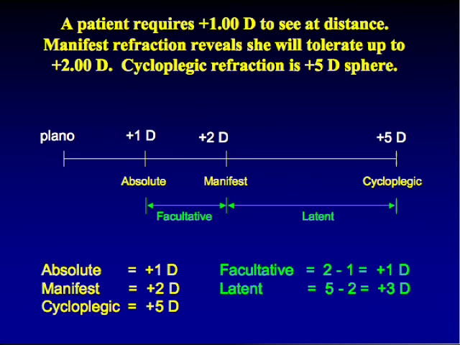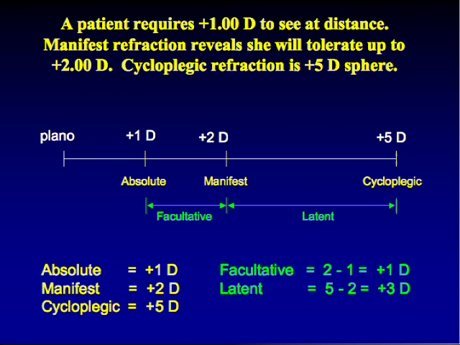A patient requires +1 diopter to see at distance. I hear flipping around. Does that mean it's not in the notes? So it must mean that it's probably in the notes but lost or misplaced. So it should be there somewhere. So I apologize because I'm hearing the flipping noise.